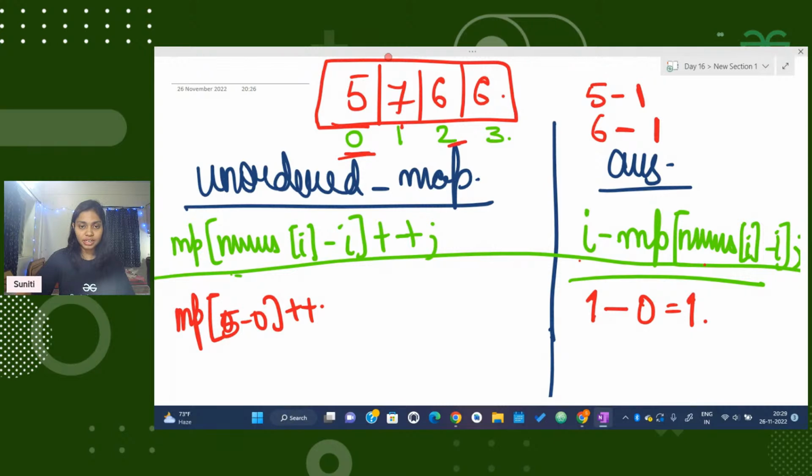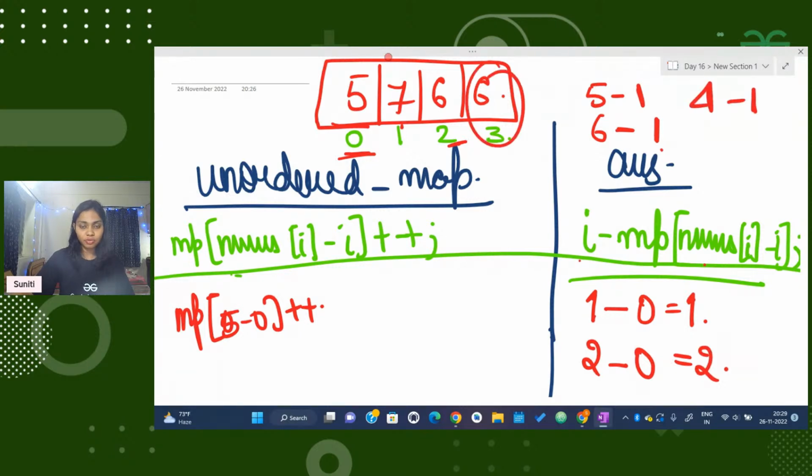Next we will move to the next value, that is 2. So I value is 2. No, here we have MP of nums of I as 6. 6 minus 2 is 4, which is again 0, and at 4 we have 1.